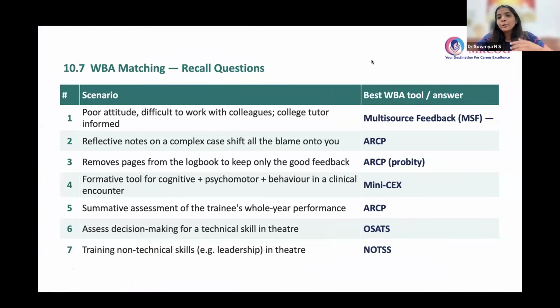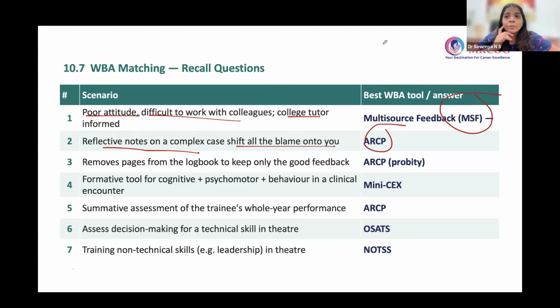Thank you. And a few things about the assessments. Poor attitude, difficult to work with colleagues, college tutor informed. What is the assessment which you use when they are difficult to work with different colleagues? Multi-source feedback or TO informed. Reflective notes on a complex case: your junior colleagues, seniors, whoever, it was a complex case. He wrote reflective notes but put all the blame onto you. Ideally, it is a no blame culture. So this would be taken up in ARCP, the Annual Review of Competence Progression, and would be considered.